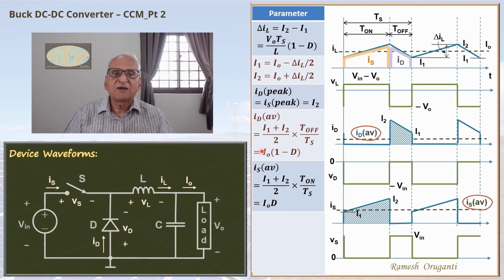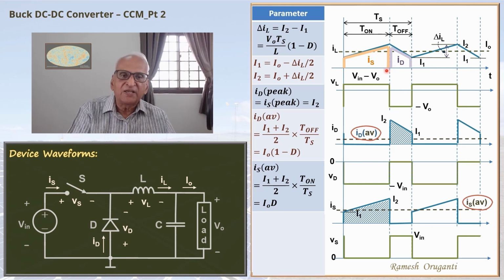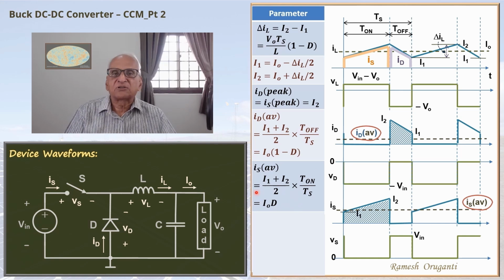So notice what is happening here. The average IL is the same as I0, the DC current. The switch is on for the fraction d in a period. The switch average current is d times I0. The diode is on for the remaining 1 minus d fraction of a period. The diode average current is 1 minus d times I naught, which is the average of the inductor current.